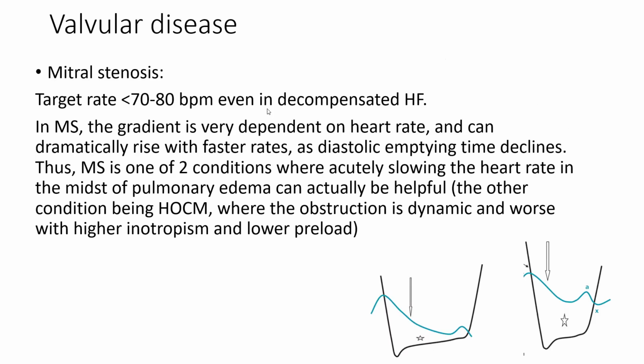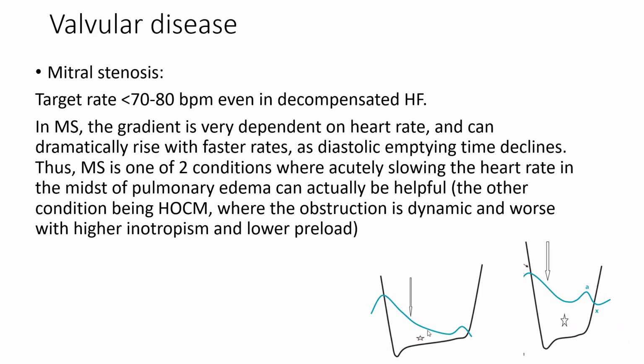Now, regarding heart rate in valvular disease, in mitral stenosis, the target heart rate is less than 70 to 80 beats per minute, even in decompensated heart failure from MS. Because in MS, the gradient is very dependent on heart rate and can dramatically rise with faster rate as diastolic emptying time declines.